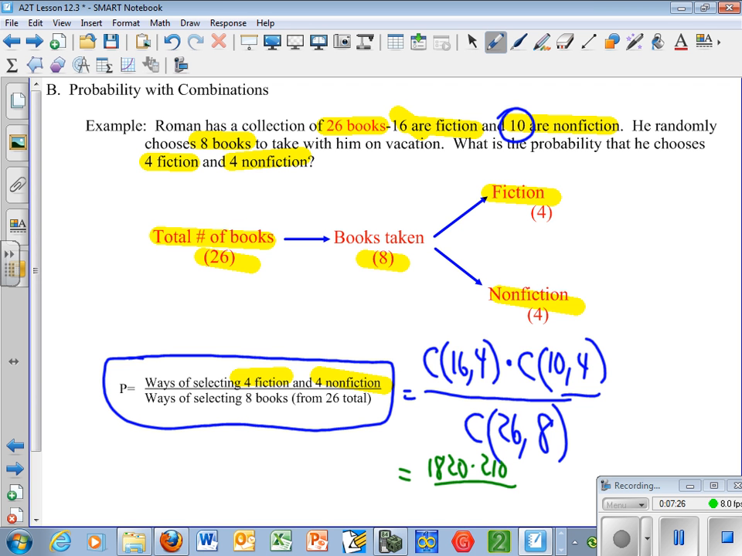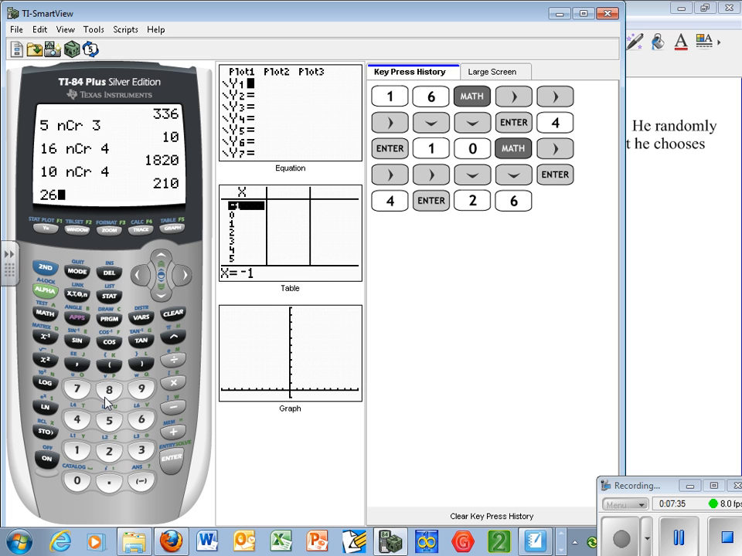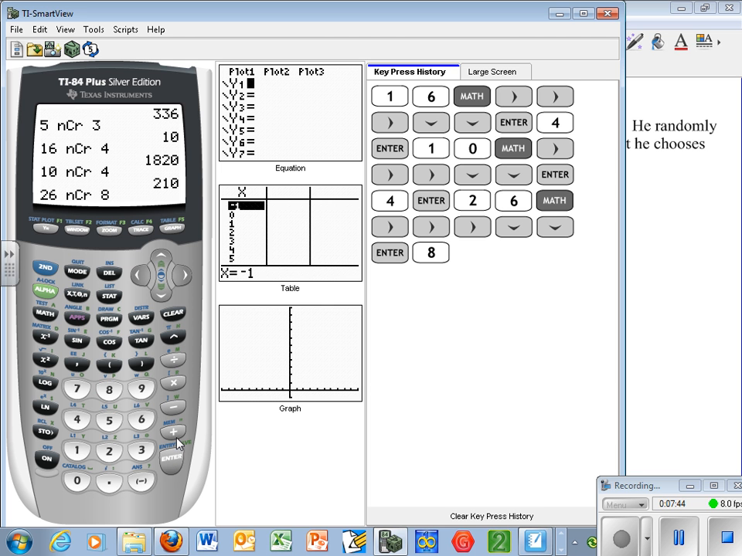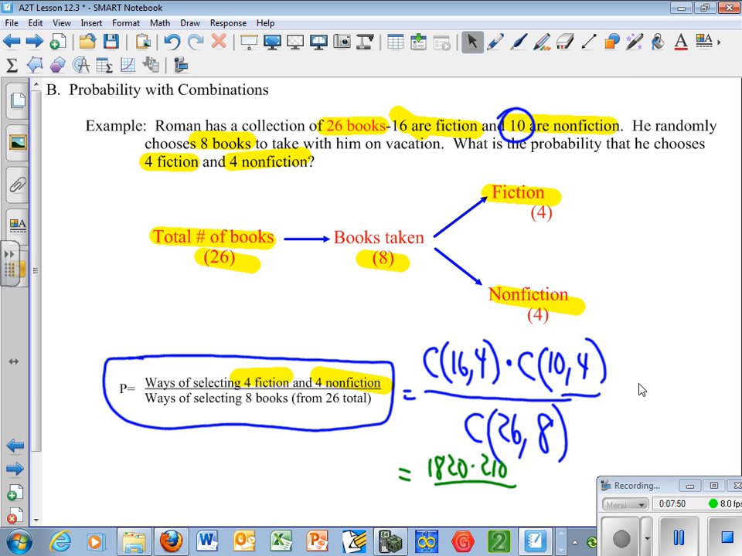And then we're going to divide 26, choose 8. So if we go back to our calculator, 26, math, probability, combination, select 8. It's a pretty big number. It's over 1 million. So it would be 1,562,275. And if you go through and multiply on top and then divide by that number, you should get 382,200.